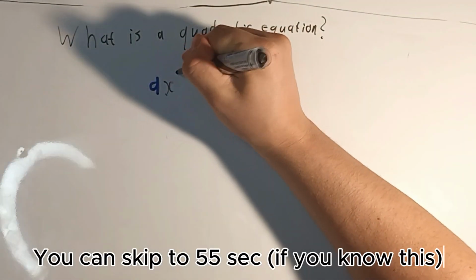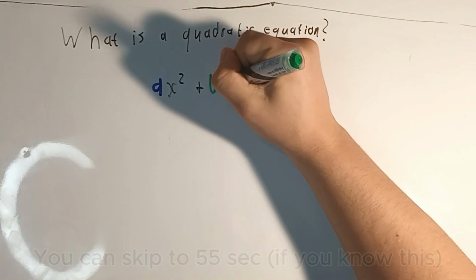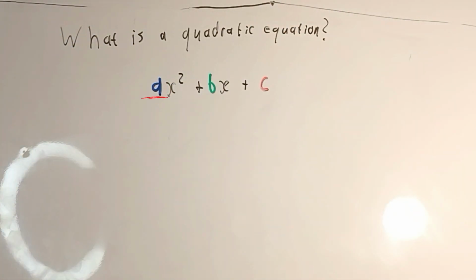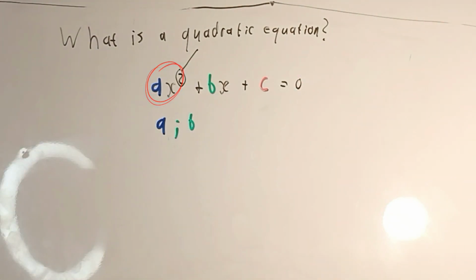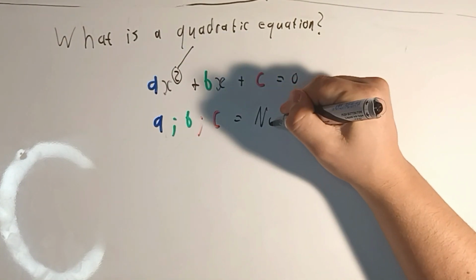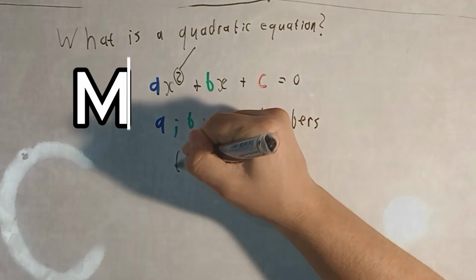A quadratic equation is any equation that looks like this, where you have x to the power of 2. That's what makes it quadratic. And a, b, and c are just numbers, and our goal is to find the value of x that makes the equation true. A stands before the x to the power of 2, b stands before the x, and c is everything else that doesn't have an x attached to it. Okay, so let's jump into the first method.